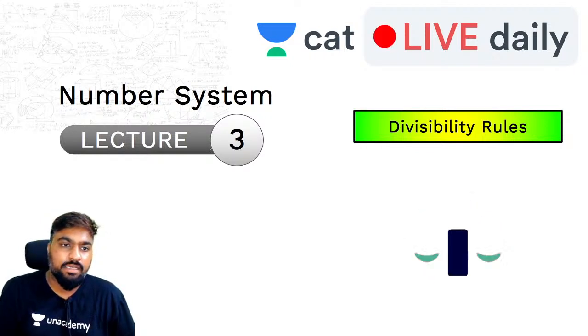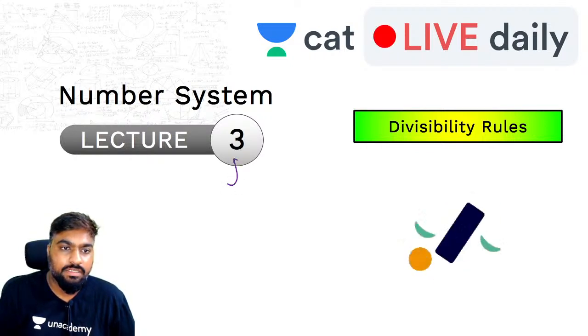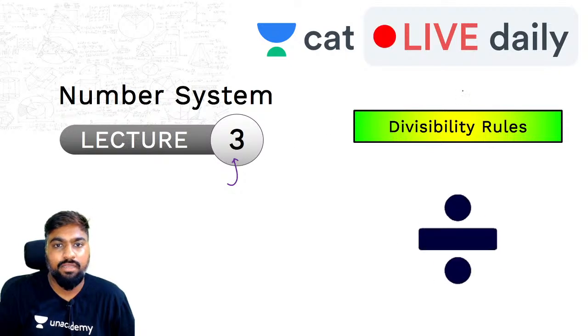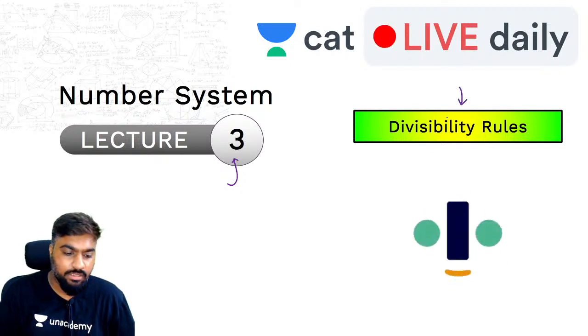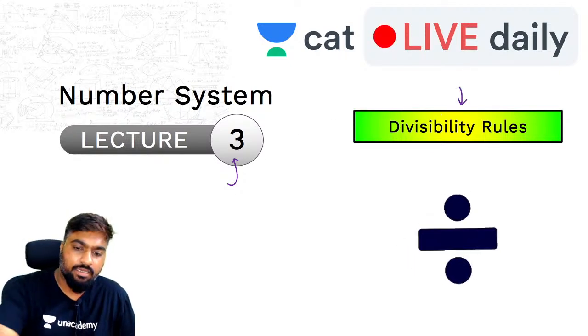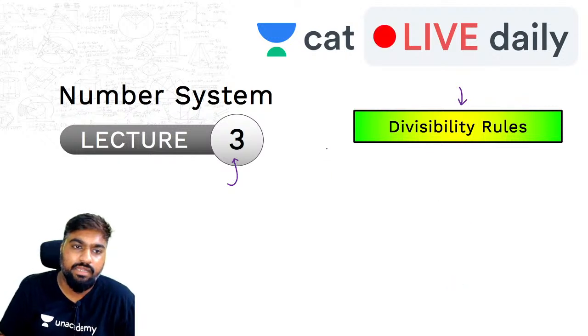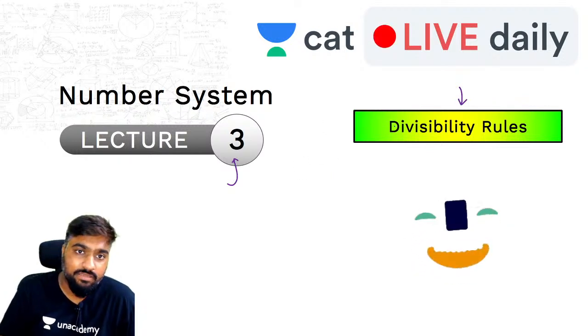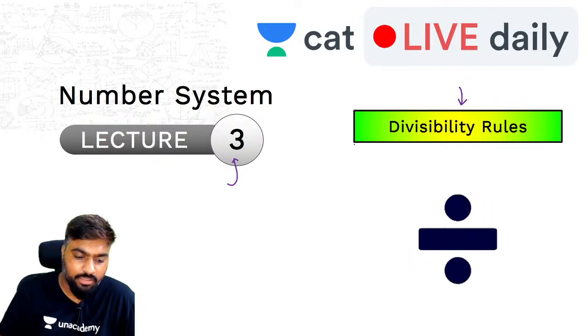Alright, so this is our third lecture in the number system series. Today we'll be looking at divisibility rules. We'll be looking at how to identify if a given number is divisible by another given number or not.